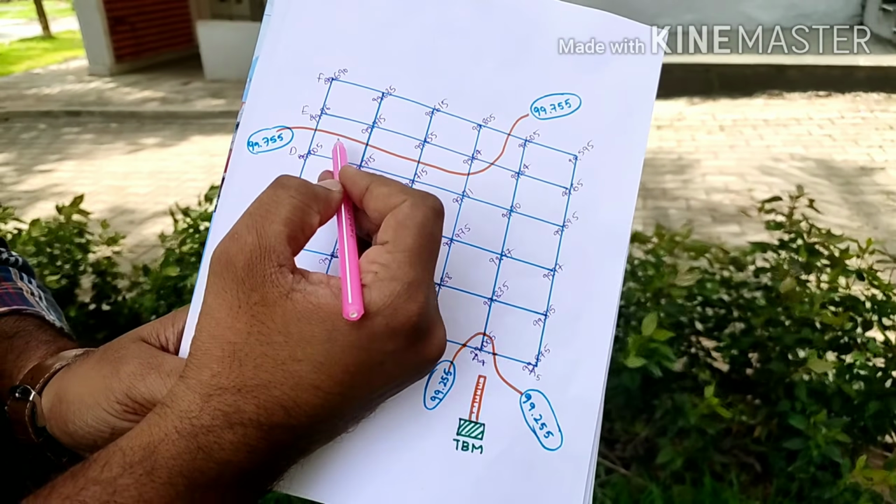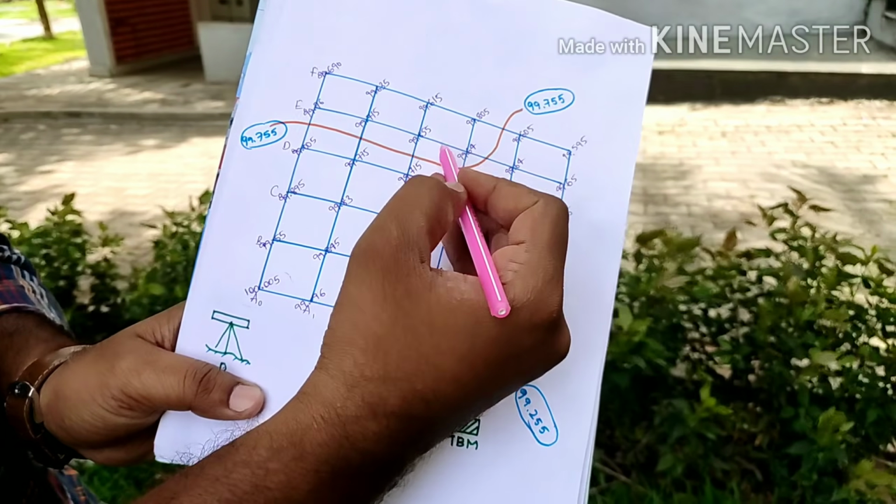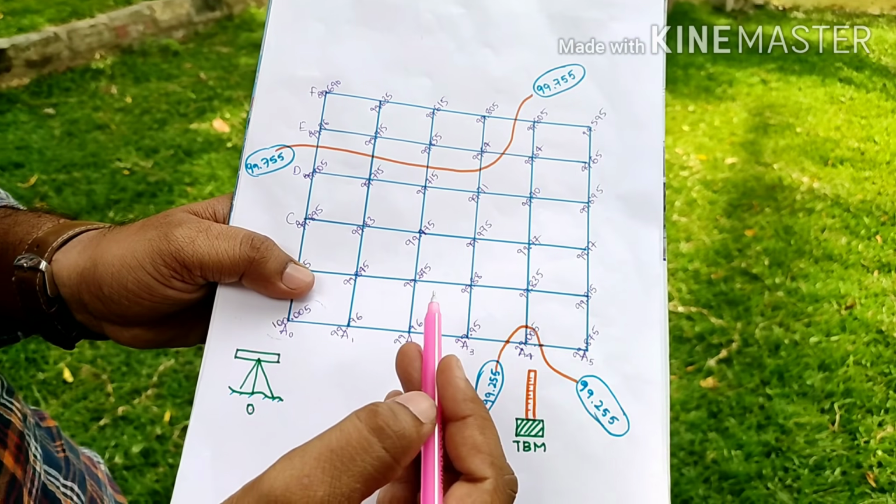Similarly, this is another contour drawn on the block, that is 99.755 meter. This completes block leveling. Thank you.